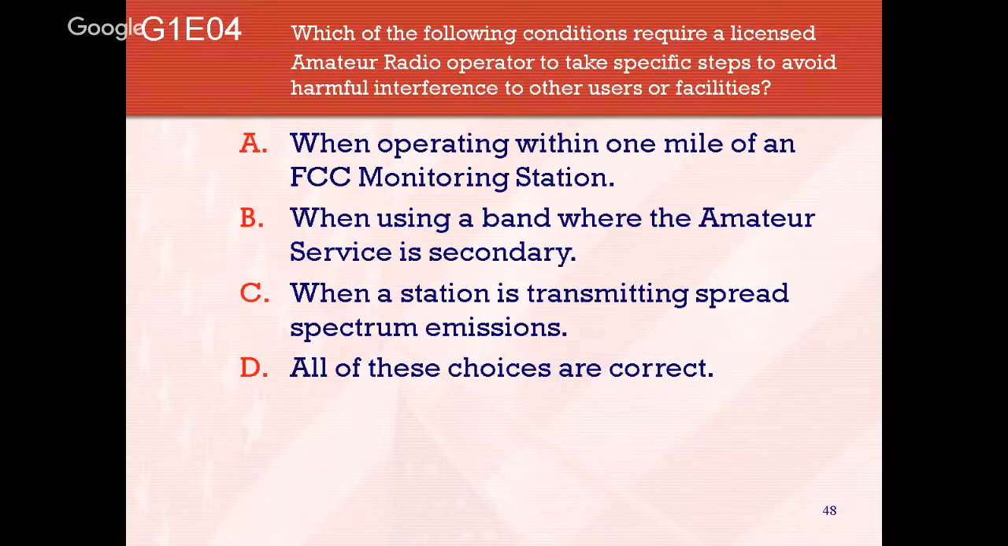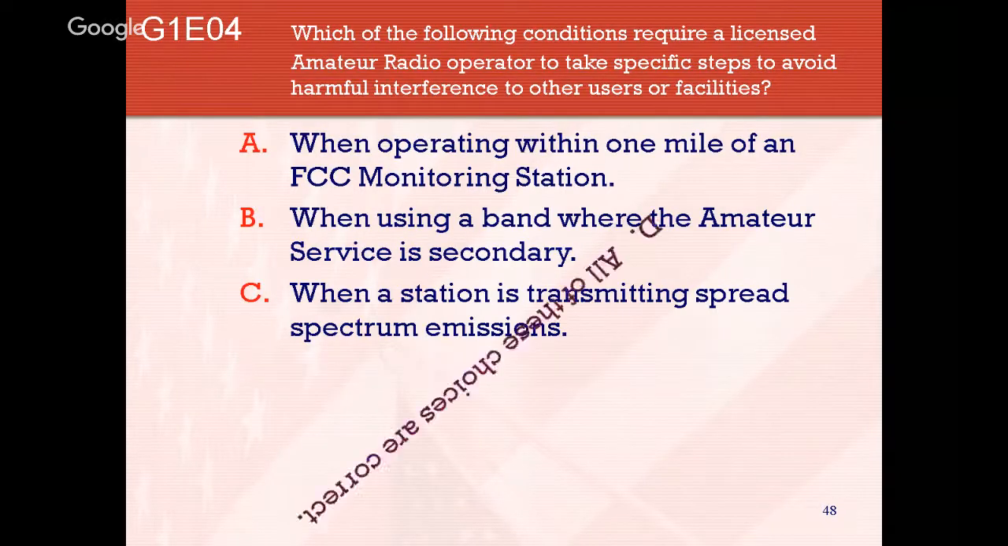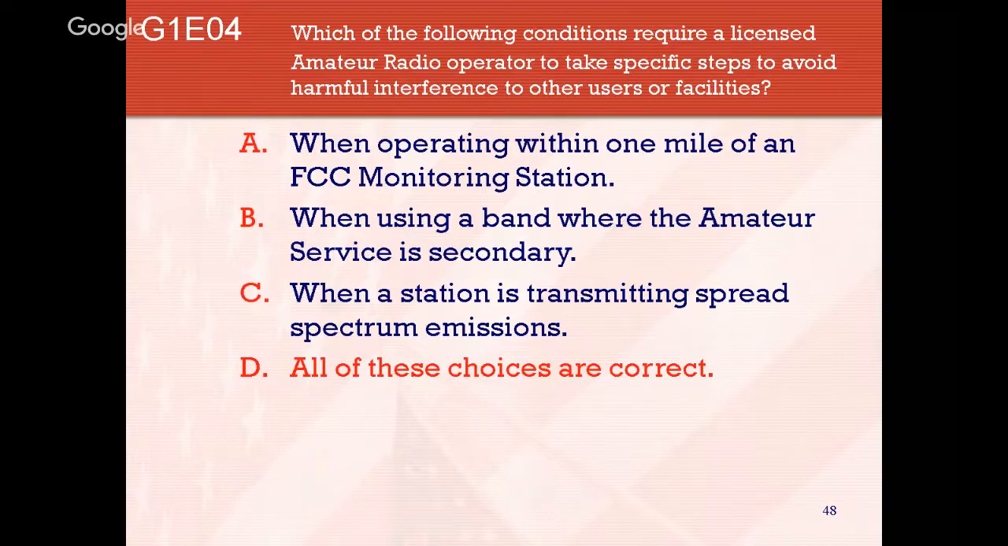So, which of the following conditions require a licensed amateur radio operator to take specific steps to avoid harmful interference to other users or facilities? Okay. Again, when operating within 1 mile of an FCC monitoring station, when using a band where the amateur service is secondary, and when a station is transmitting spread spectrum emissions, all of these choices are correct. You need to take specific steps to avoid harmful interference to those other users or facilities.